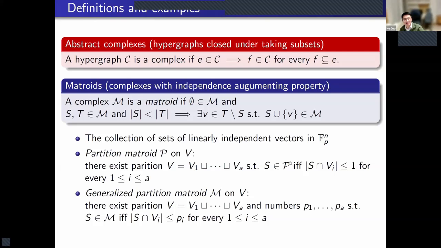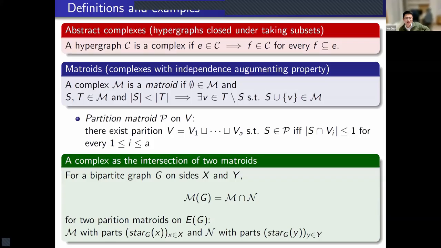All right. Is there any other question about the definition? All right, now let's move on. So here we know that the matroid is a special complex. And the natural question to ask is, because a matroid is a complex, but a complex is not necessarily a matroid, can we write a complex as an intersection of some matroids?